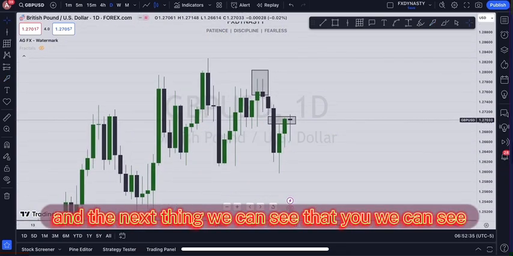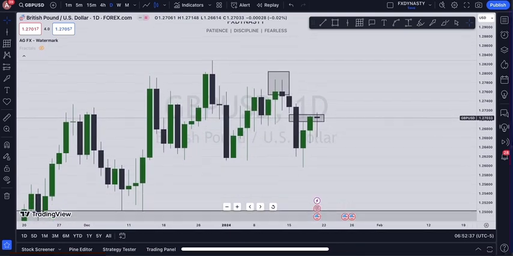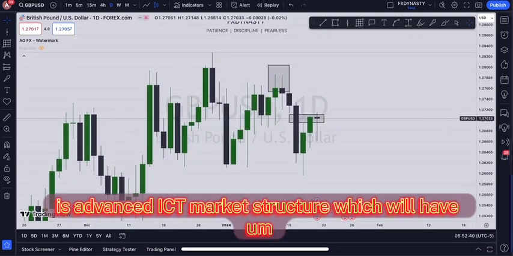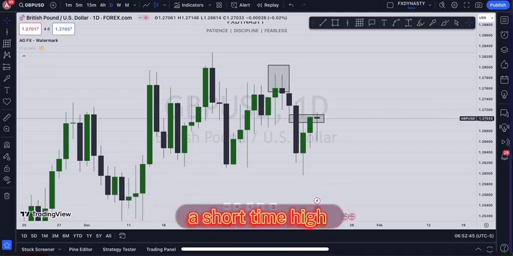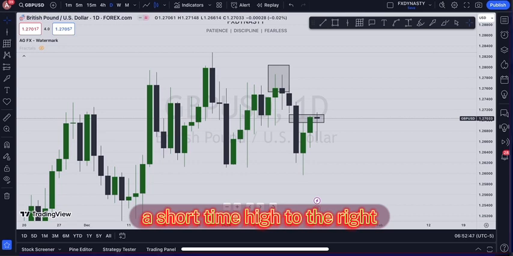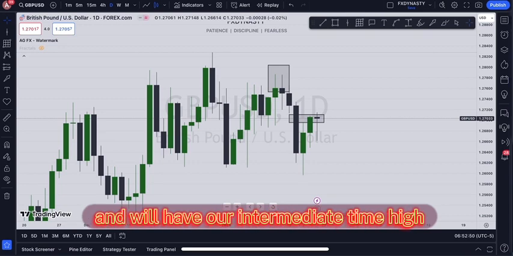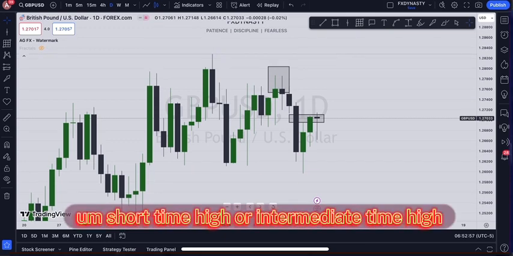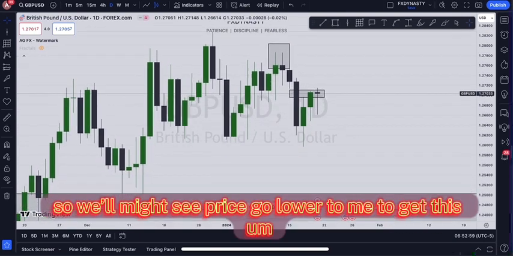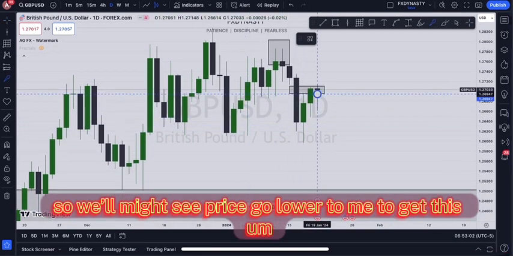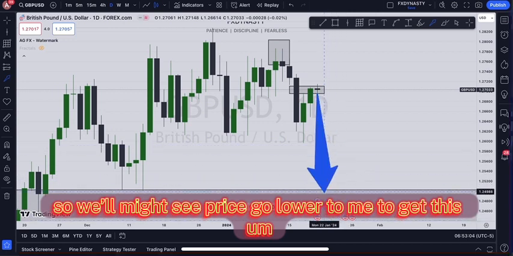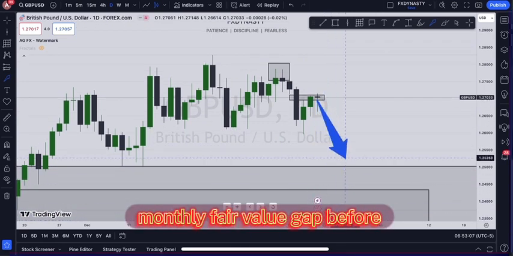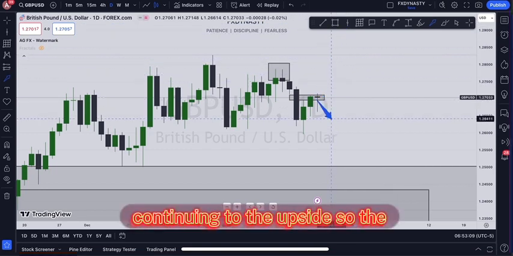And the next thing we can see is advanced ICT market structure, which will have a short-term high, with a short-term high to the left and a short-term high to the right, and we'll have our intermediate term high. So to me, price is not going to break this short-term high or intermediate term high. So we'll see price go lower to mitigate this monthly fair value gap before continuing to the upside.